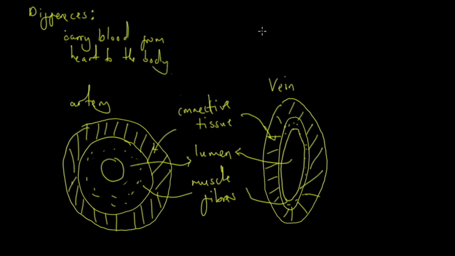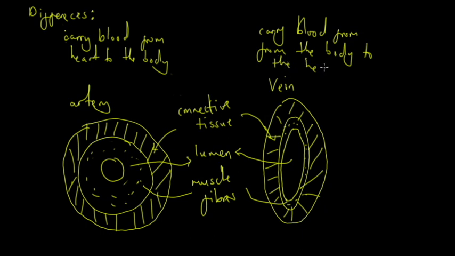Okay, these ones, the veins, they carry blood from the body to the heart. Okay, so this is the first difference here. These ones, the arteries, they carry oxygenated blood. If you want, you can even say they carry oxygenated blood to the rest of the body. These veins, they carry deoxygenated blood.